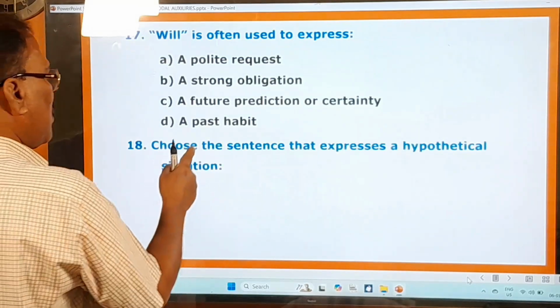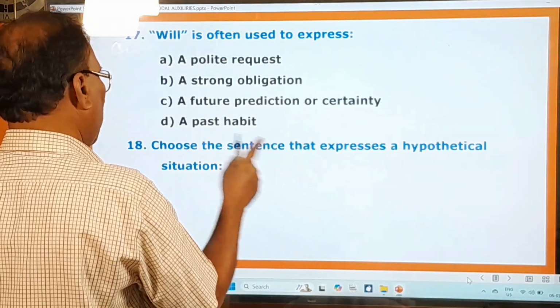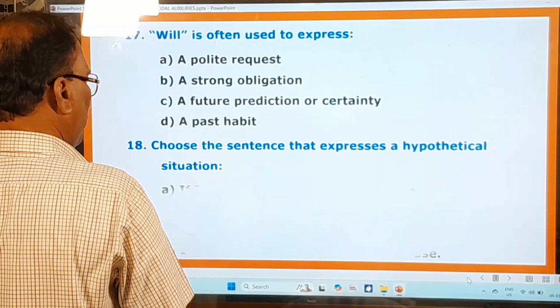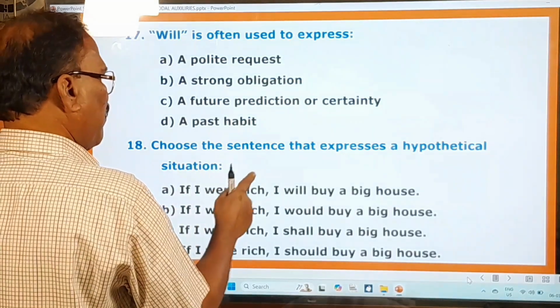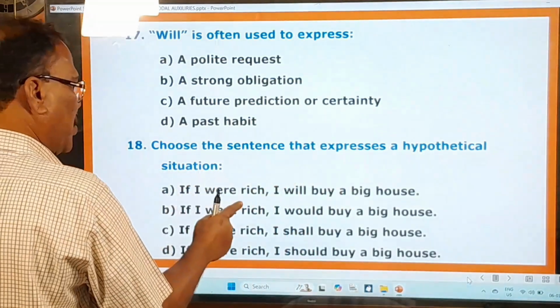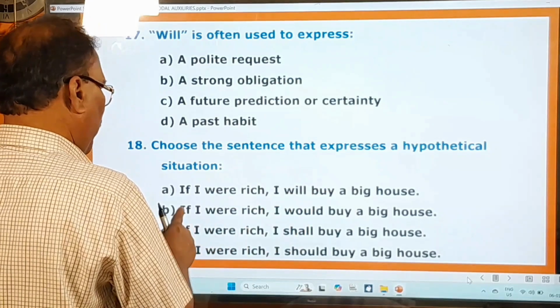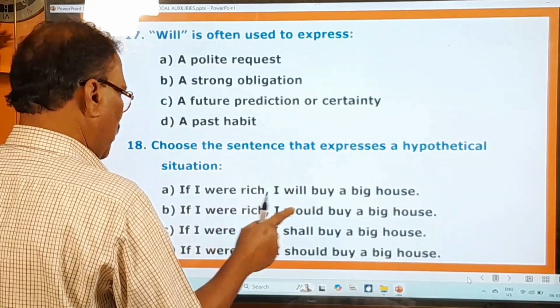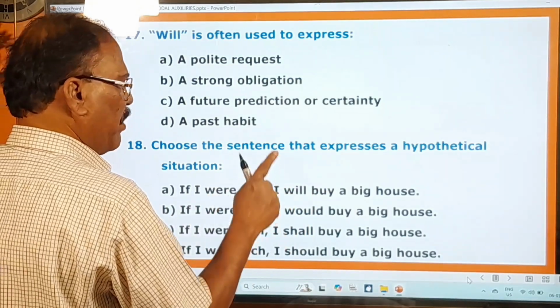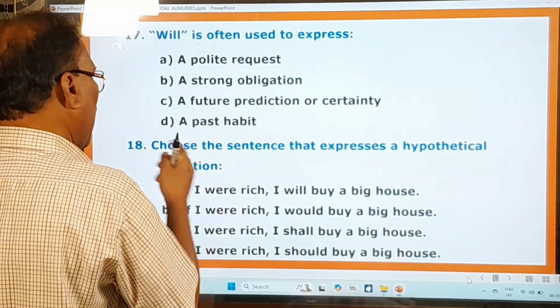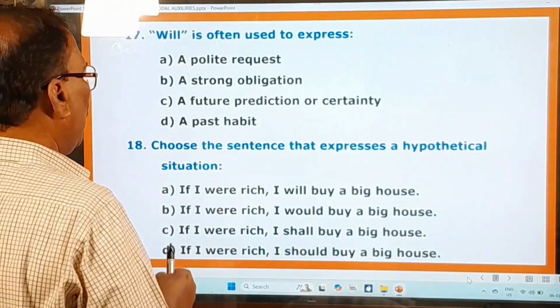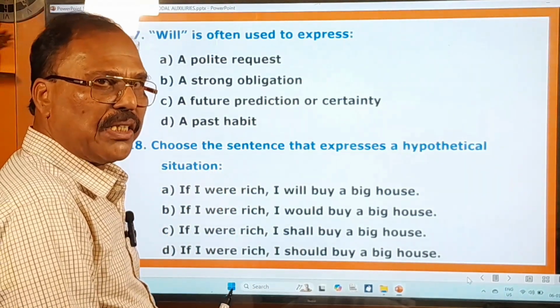18th question. Choose the sentence that expresses a hypothetical situation. If I were rich, I will buy a big house. If I were rich, I would buy a big house. If I were rich, I shall buy a big house. If I were rich, I should buy a big house, which expresses a hypothetical situation, right? Now you move on to the last set of questions.